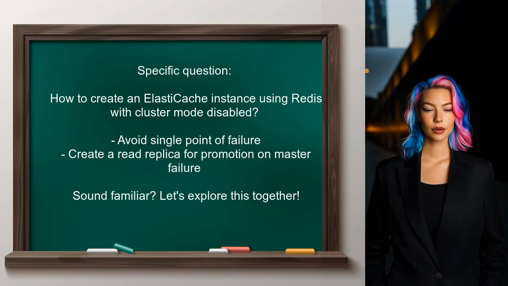Let's dive into the specific question at hand. One user asked how to create an Elasticache instance using Redis with cluster mode disabled. They want to ensure there's no single point of failure by creating a read replica that can be promoted in case the master fails. Sound familiar?